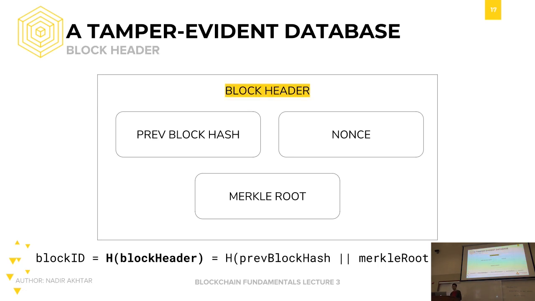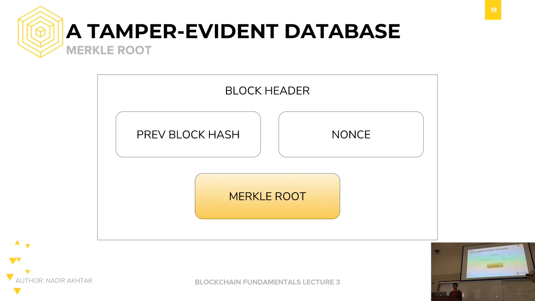So let's begin by talking about the block header. This block header is a summary of the previous block hash, the Merkle root, and the nonce. They're all concatenated together, and we have a unique block ID from the hash of all the information that we have here. So if we talk a little bit more about these individual components, let's say the Merkle root.